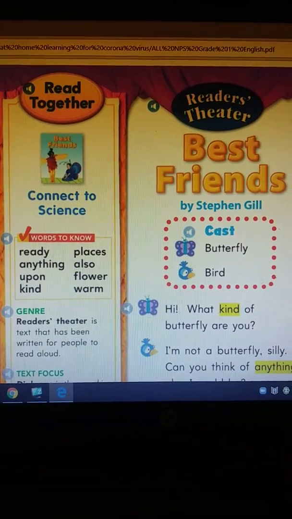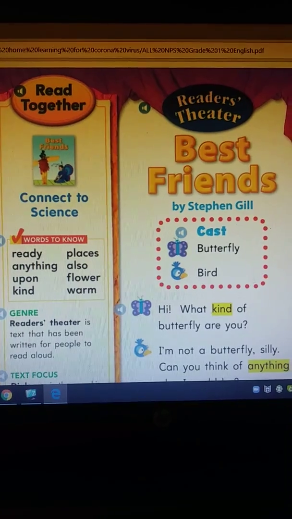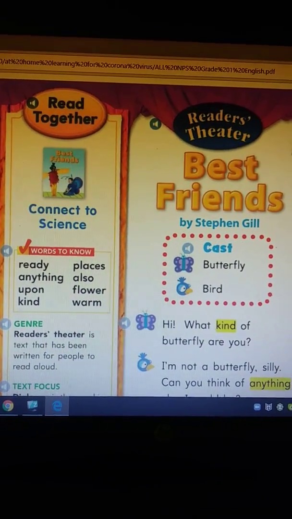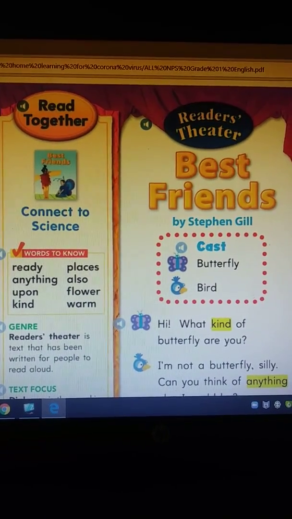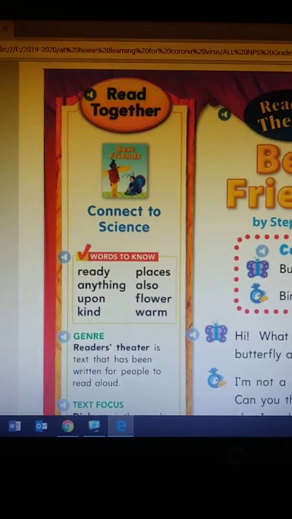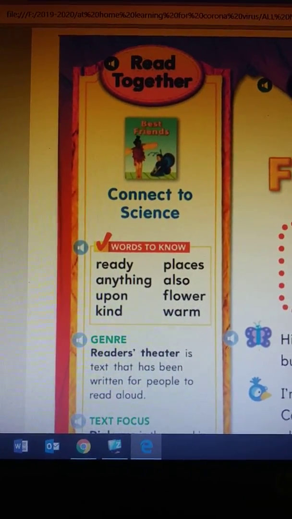Do you have a best friend? Think about why that friend is your best friend. What do you like to do together? Do you laugh? Do you have fun? Do you play games together? We're going to read about what kinds of things these friends like to do. But before we begin, we need to look at some things before we start.